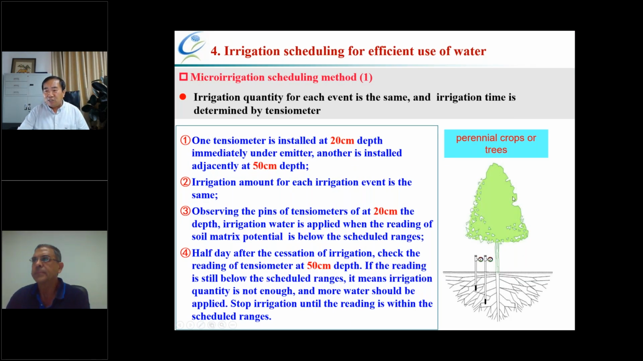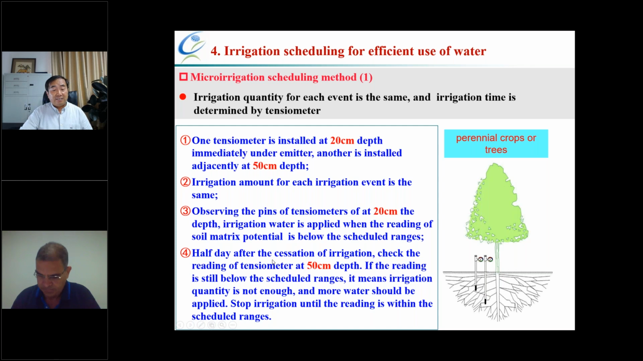As for perennial crops or trees, we suggest one tensiometer is installed at 20 centimeter depth, immediately under the drip emitter. Another is installed adjacently at 50 centimeter depth. The irrigation amount for each irrigation event is also the same. So we observe the pin of the tensiometer at 20 centimeter depth. Irrigation water is applied when the reading of the soil moisture potential is below the scheduled range.